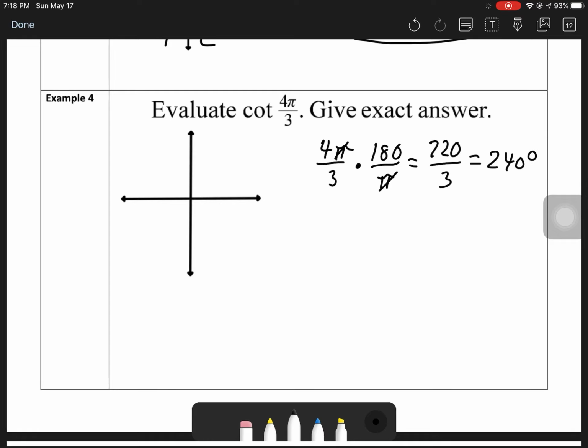So 240 is going to go down here. So this is 240. Okay, so now the reference angle here is a little bit different. Does it make sense to try to make a triangle that goes this way to touch the x-axis? No, because it doesn't form a triangle. The most logical way to make a triangle would be to extend this part right here to the x-axis.